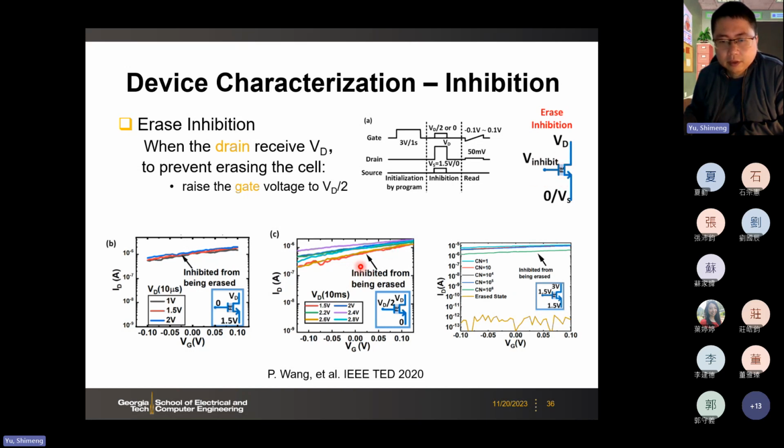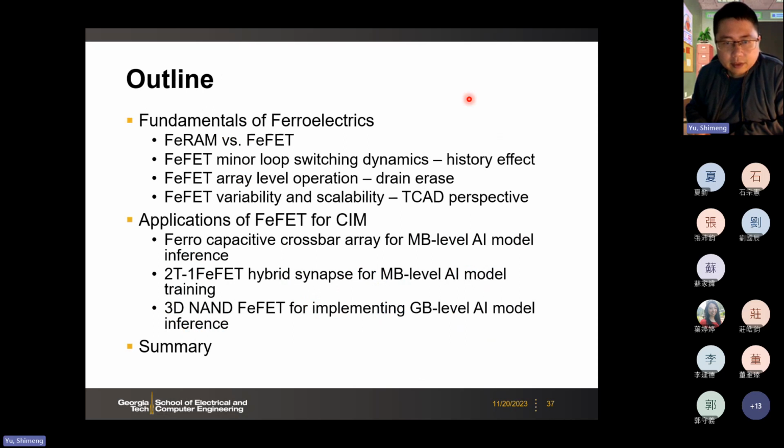Here we repeat this for like 10 to the power 6 cycles of the erase, with this configuration. For the erased cell, we have 0 volts here, but for this inhibited cell, we have 1.5 volts here. In this configuration, we keep applying the pulses, and still the drain current is high. That means it's not being erased. So this is inhibition. Here we discussed how we operate the FeFET in one array.